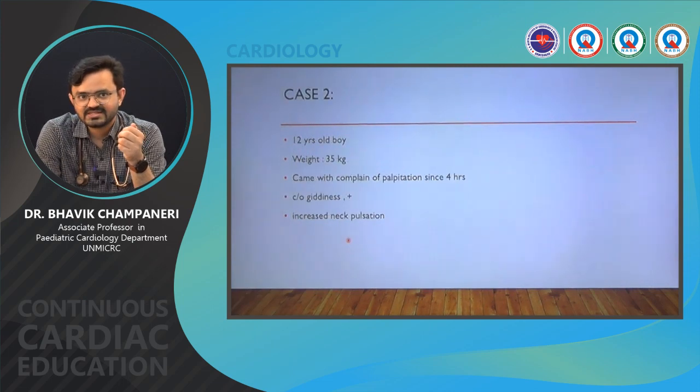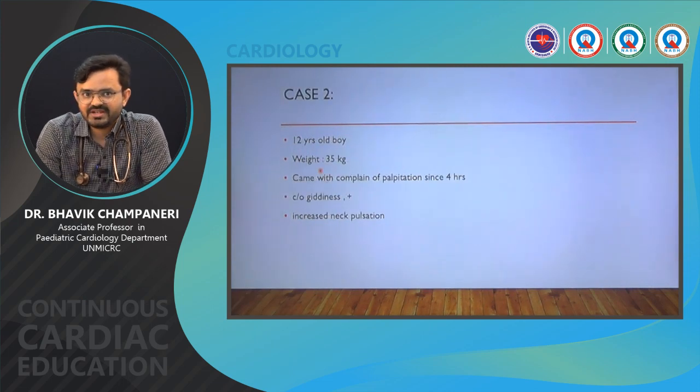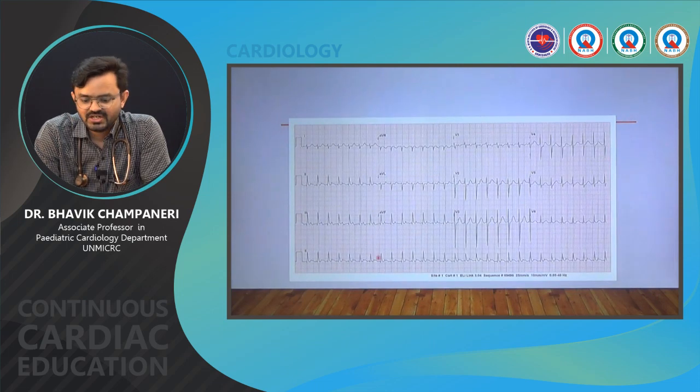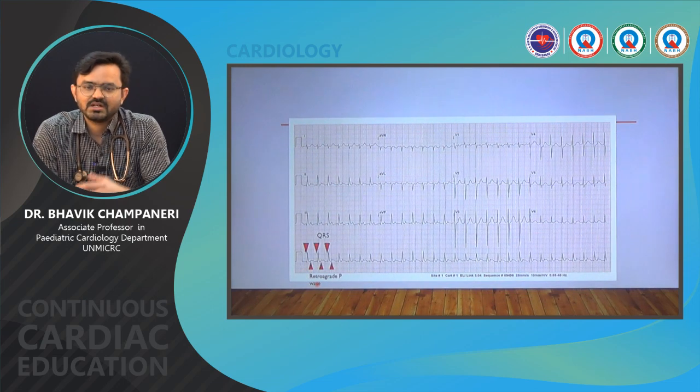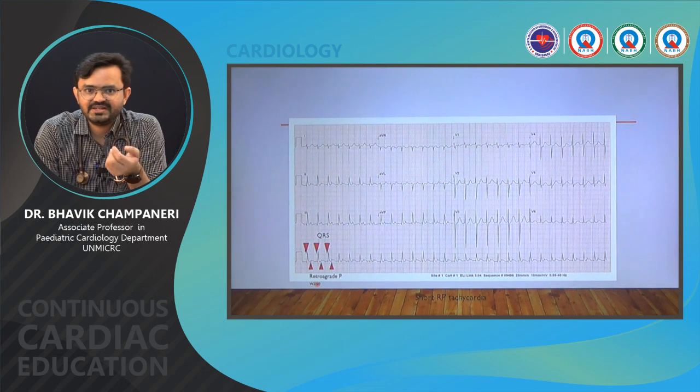This is the second case. It's a 12-year-old boy, 35 kilo, with complaint of palpitation since last 4 hours. There is a complaint of giddiness and increased neck pulsation. So this is an ECG showing heart rate of somewhere around 180 to 190 per minute. And you can see each QRS is being followed by a retrograde P wave. So we are dealing with a tachycardia, which is a short RP tachycardia.